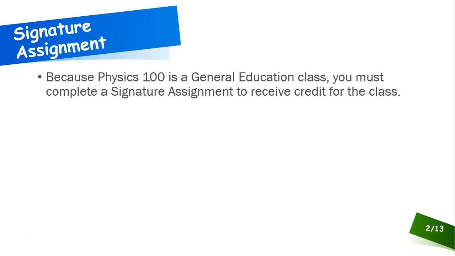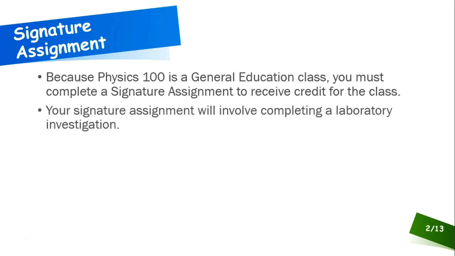Well, it's because Physics 100 is a general education class. You're using this to meet your general education requirement, and so that's why we have a signature assignment. So basically, this is going to involve a laboratory investigation. It's going to be similar to the labs that we've been doing so far in this course, but there's some important differences that we need to go over.